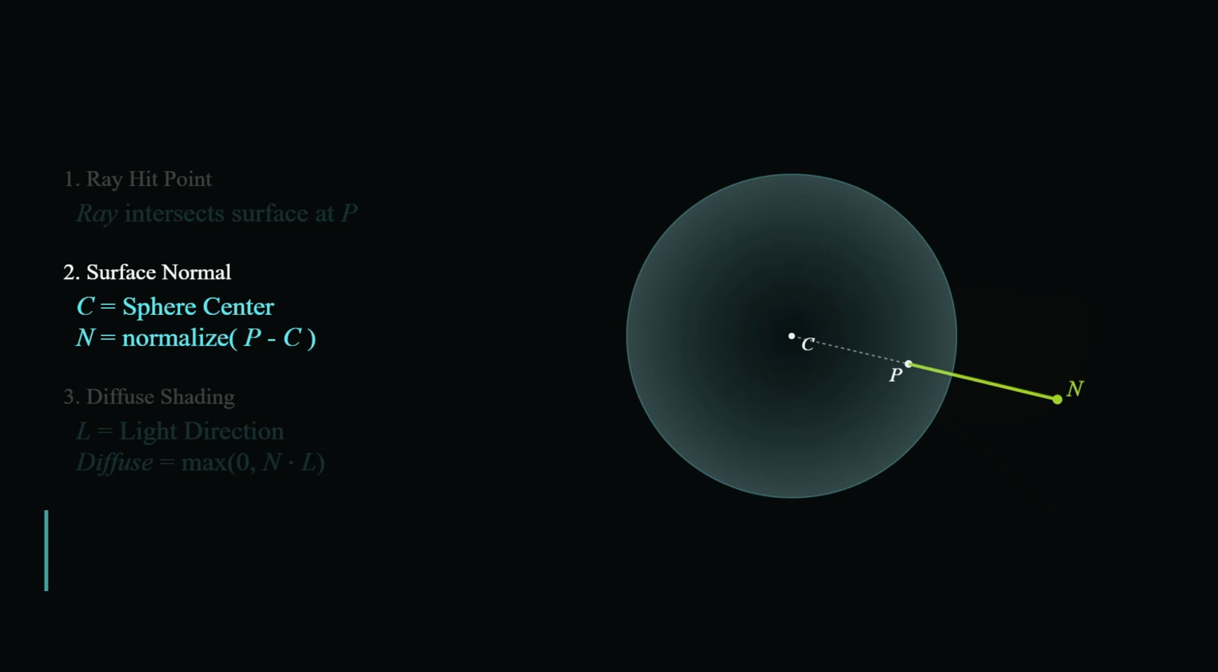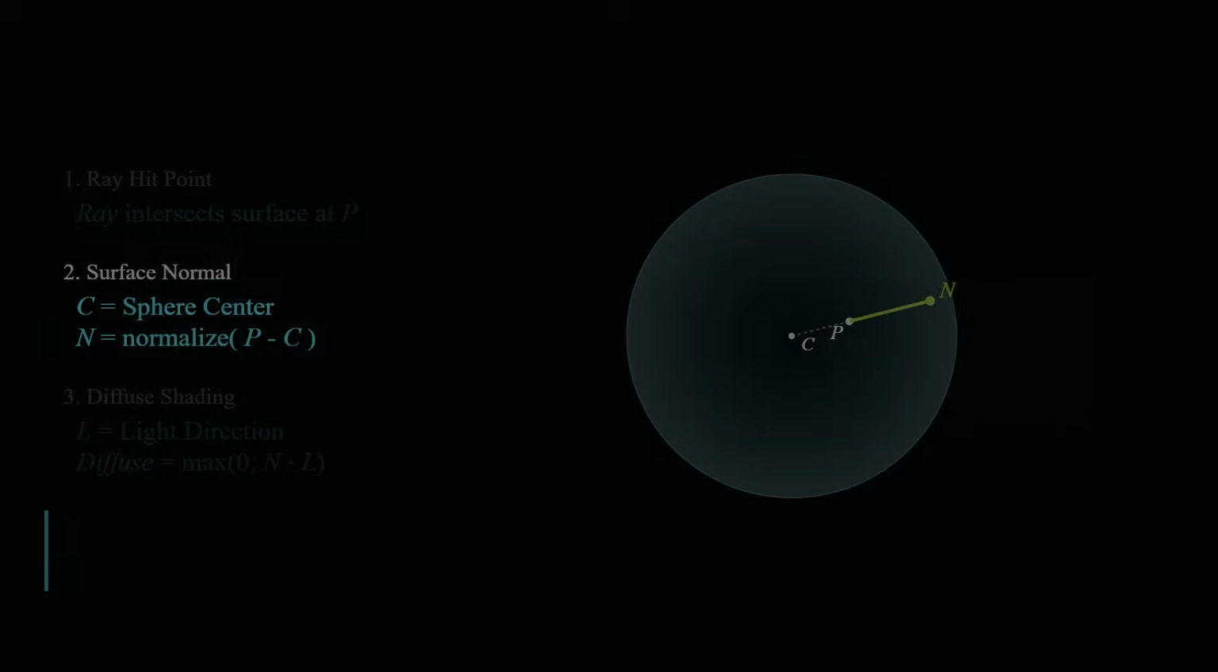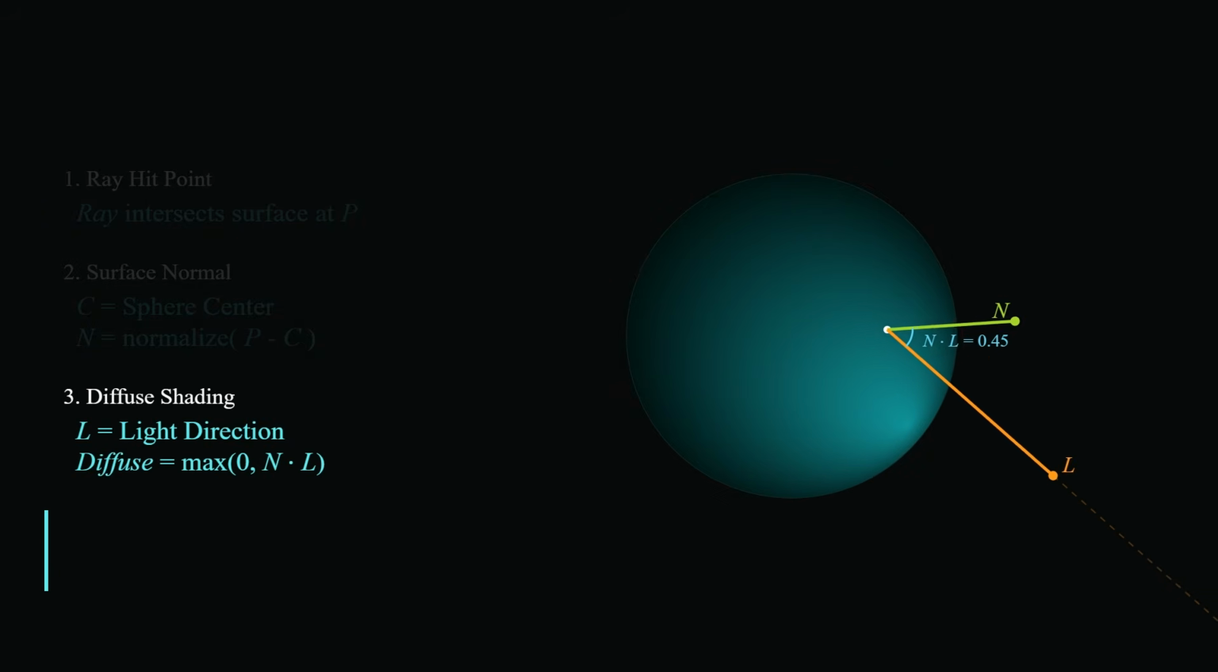To make it look 3D, we need lighting. Because we know the exact point in space where our ray hit the sphere, we can easily find the surface normal just by subtracting the sphere's center from that hit point. Once we have the normal vector, we calculate the dot product between it and our light direction. That gives us our diffuse shading.